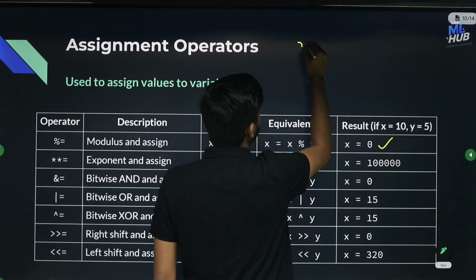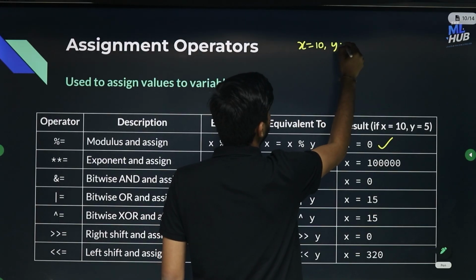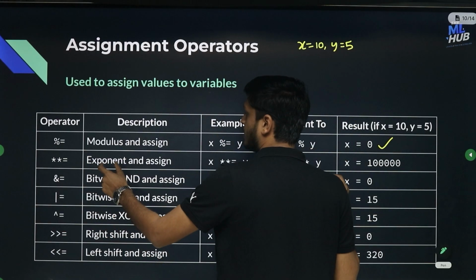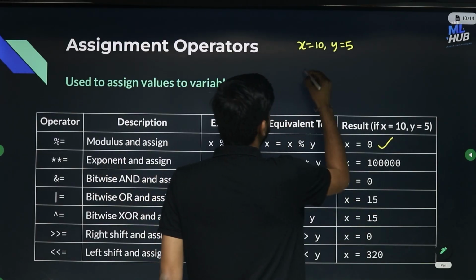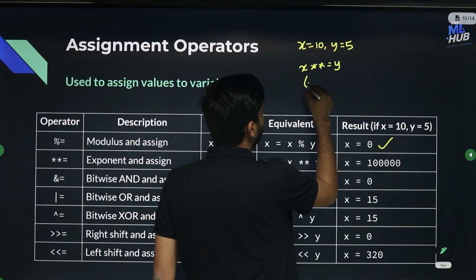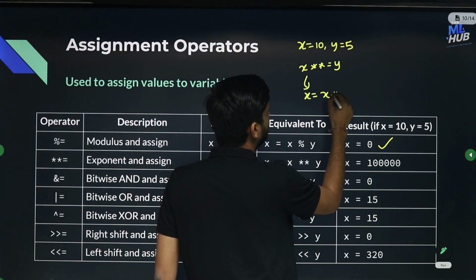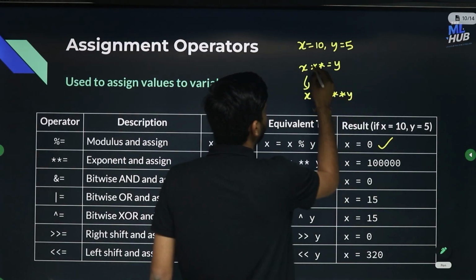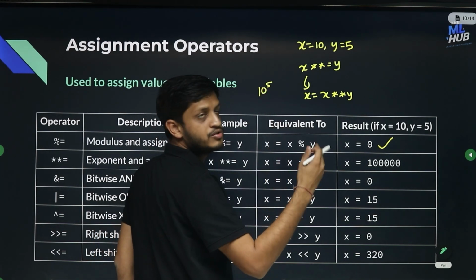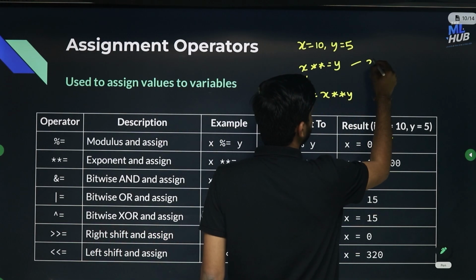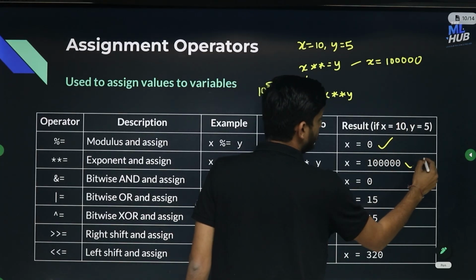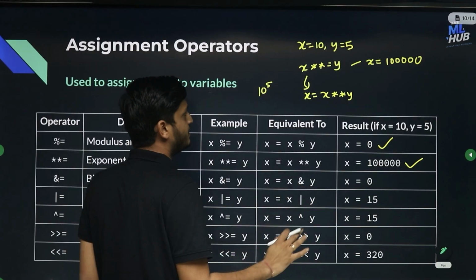Now again, let's say x equal to 10 initially and y equal to 5, and we are using the next operator, which is exponent. So we are combining it with exponent and assign. So if I write x star star equal to y, it is equivalent to writing x equal to x to the power y. So what is x to the power y? It is 10 to the power 5. 10 to the power 5 is what? 100000. So after this operation, x will become 100000. So this value will be assigned to x. Y will remain as it is.